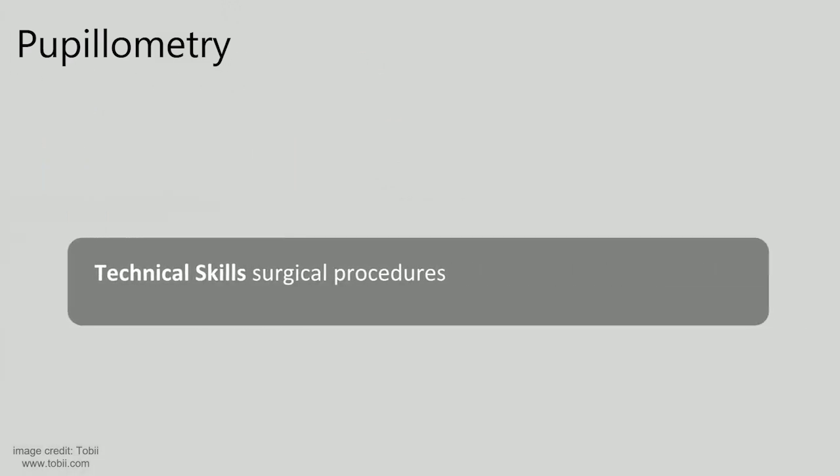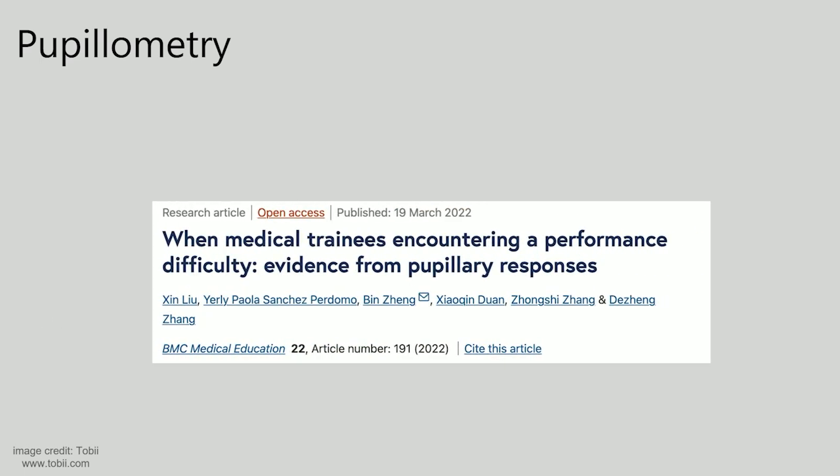We see pupillometry used for the assessment of technical skills related to surgical procedures. So the idea here is that when you're looking at something and it's really stressful or you're cognitively overloaded, you'll have some pupillary dilatation as part of a sympathetic response. And in that case, you can see when learners are encountering a surgical difficulty or a procedural complication that they actually do demonstrate that response.